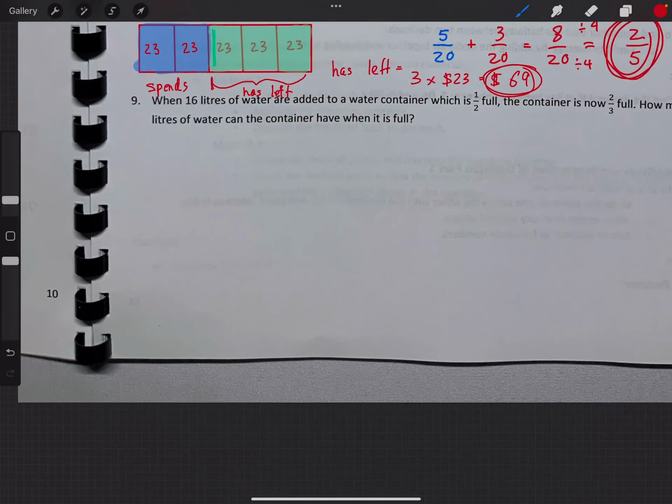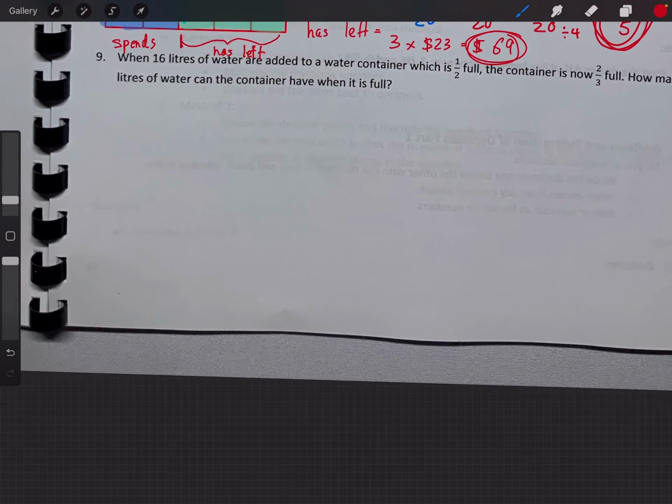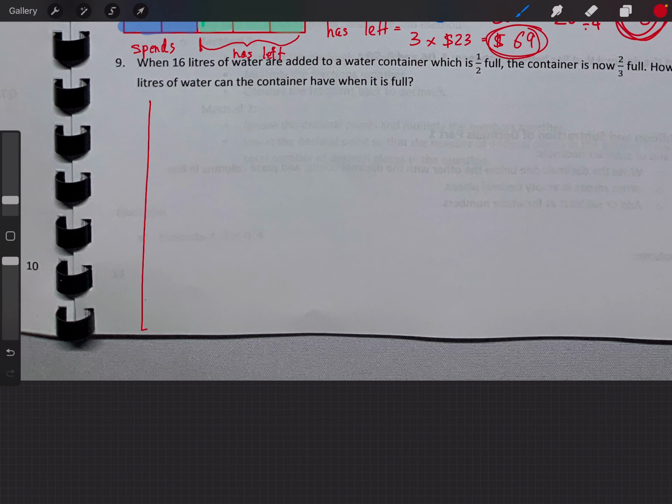All right. Next one. When 16 liters of water are added to a water container, which is half full, the container now is 2/3 full. How many liters of water can the container hold when it's full? Okay, so let's just draw the container. I'll try my best.